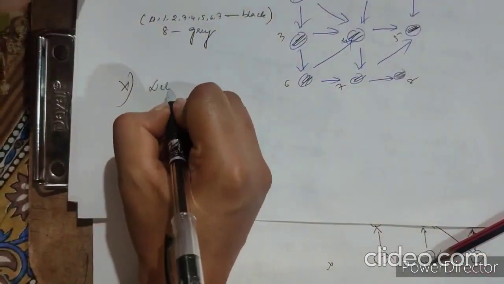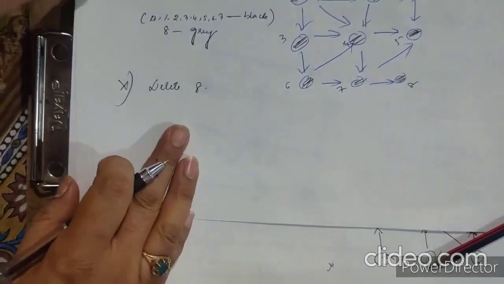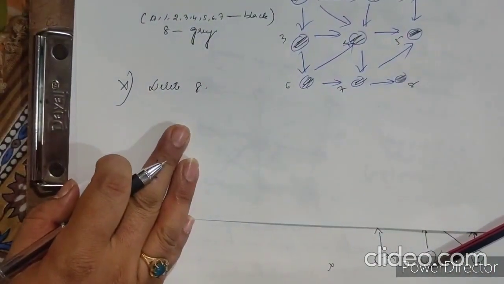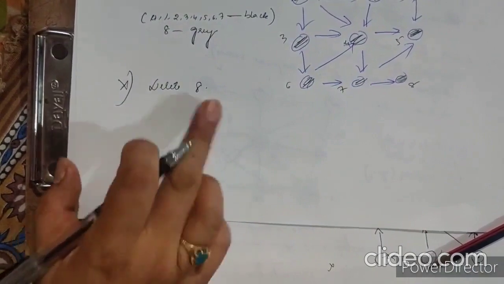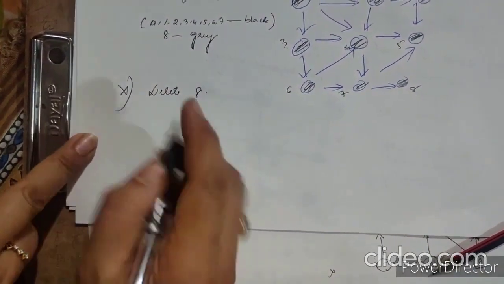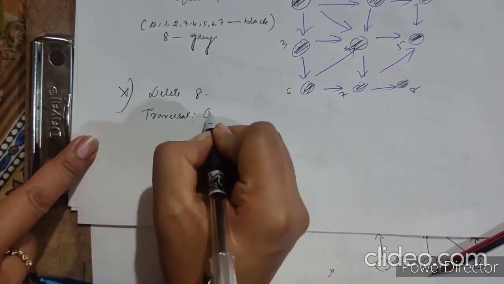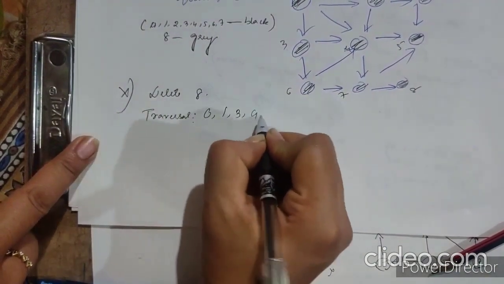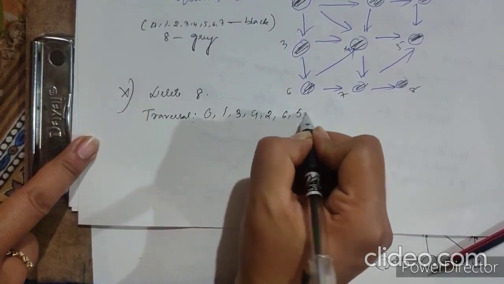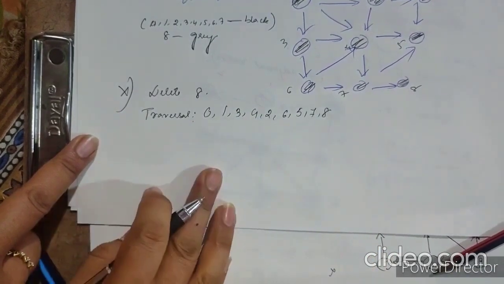And the last one will be deleted. 8 is the only one remaining in the queue, so it is removed from the queue and visited. So the traversal will be 0, 1, 3, 4, 2, 6, 5, 7 and 8.